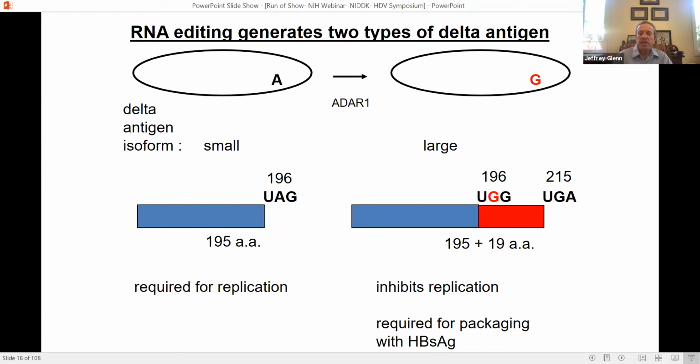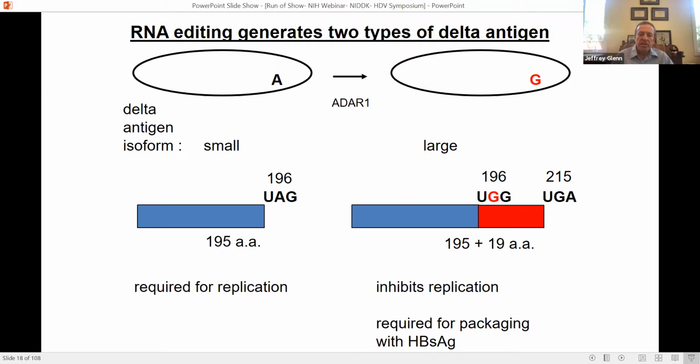During this process of replication, there's also a critical RNA editing event that happens, the net effect of which is to transform an A to a G at a strategic location. And this is within the stop codon of the delta antigen protein. And so a UAG is now converted to a UGG. And so the translation now will proceed to the next downstream stop codon. And this adds on an extra 19 amino acids to the C terminus of the protein. So what? Well, it completely changes the function of the protein.